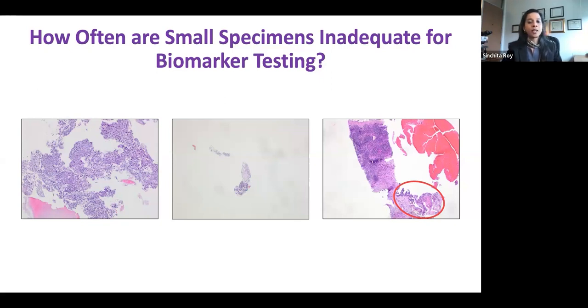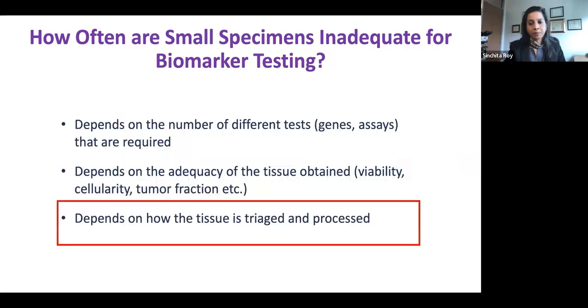But if you have a cell block like the one in the middle of this slide, that becomes a problem, right? Because you have this tiny little fragment, you barely have any tumor cells in that. So this is probably not going to be adequate for testing. And then the third scenario where you actually have a lot of tissue, but you have very little tumor. So you see in the little red circle, that's where your tumor cells are. The rest of the tissue is just a lot of lymphocytes and fibrosis. And when I try to test this biopsy, I may run into this issue where it's just not adequate from a tumor percentage standpoint.